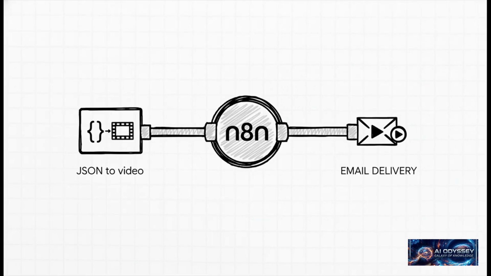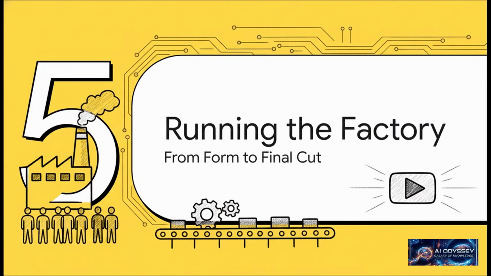So, to finish setting up our factory, we just need to make 2 final connections. First, we plug in the service that actually reads our script and our blueprint to render the final video file. And second, we connect our email service so the factory knows exactly where to deliver the finished product once it rolls off the assembly line. The factory is built, the workers are hired, the assembly line is humming. Now it's time for the best part, seeing it all in action. Let's take a look at how unbelievably simple it is to operate this entire system from your perspective.